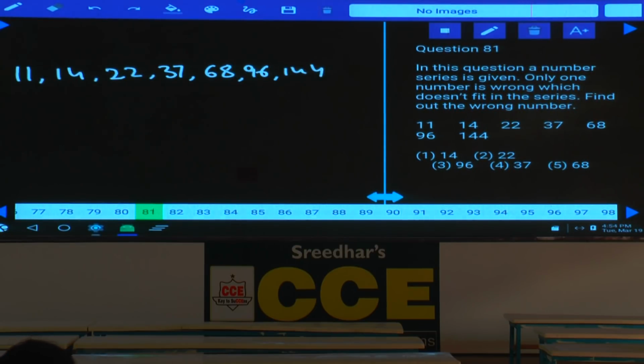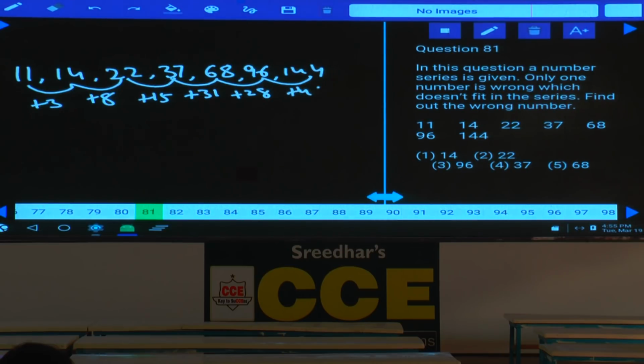Tell me the difference between 11 and 14. Here the difference is plus 3, and the next difference is plus 8. 22 and 37, the difference is plus 15, and 37 and 68, plus 31, and 68 and 96, plus 28, and 96 and 144, the difference is 48. Now these are the differences between these numbers: 3, 8, 15, 31 and 28.